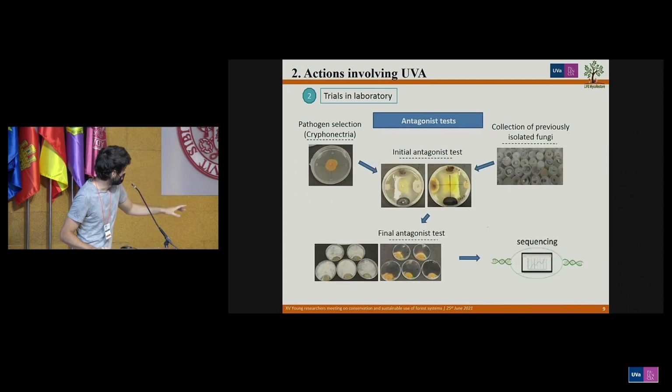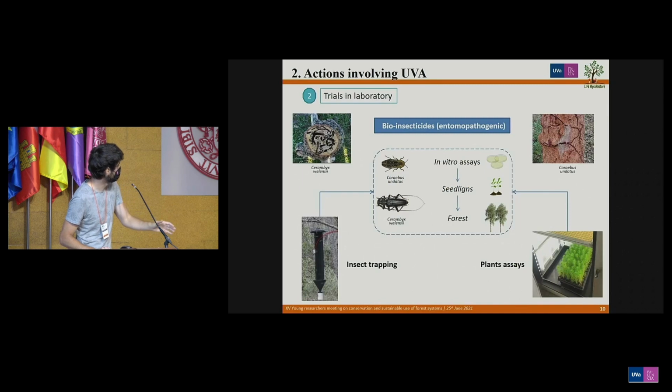This is one part, the antagonist test, to select fungi that can be used to control a pathogen, and then we have the other part that is to find entomopathogenic fungi to fight against two insects that we have in these plots that are Coraebus undatus and Cerambyx welensii. Both insects attack the wood of the trees, causing damage in the trees.